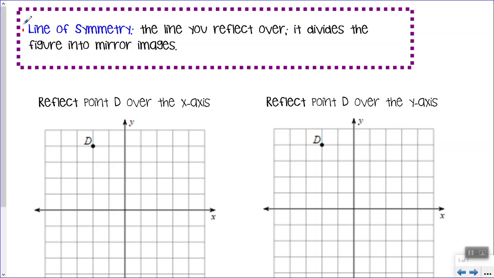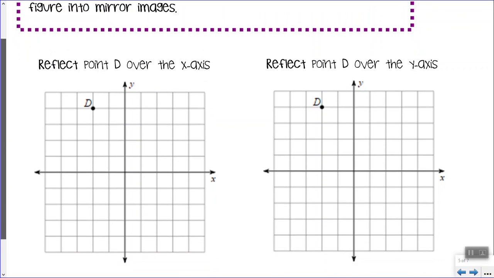Our important words here are going to be line of symmetry, and this is going to be the line or the axis that acts as our mirror. This is going to be the line that we reflect over. So the very first thing that we're always going to do is figure out which axis we're reflecting over, and we're going to highlight it or circle it so we pay attention to what we're doing.